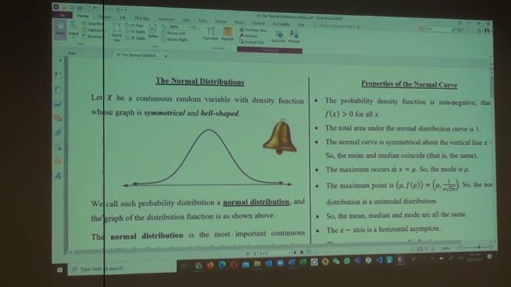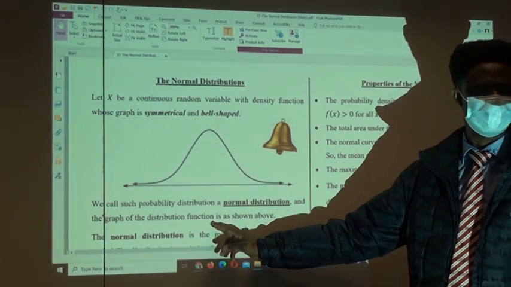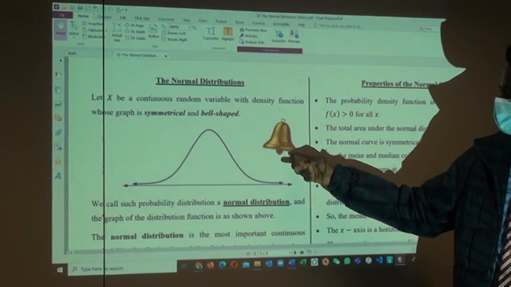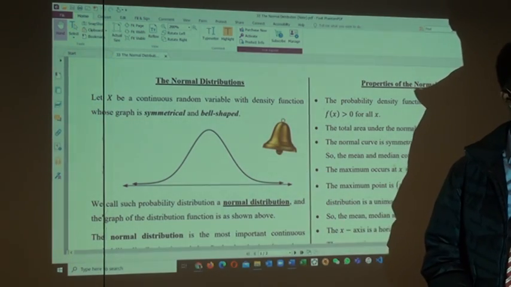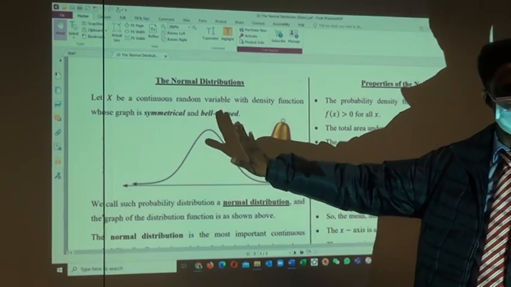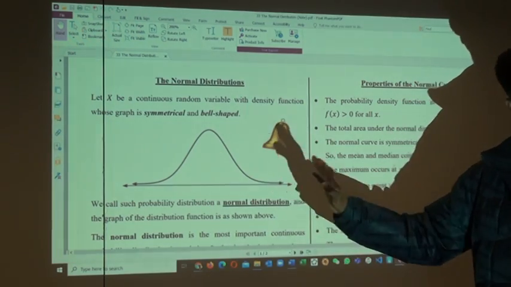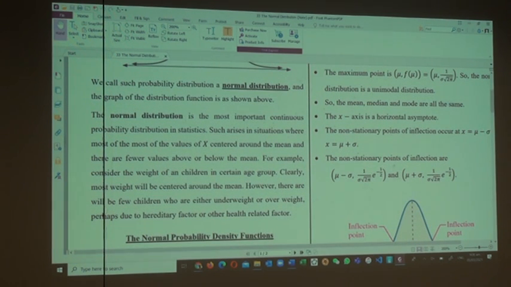Let x be a continuous random variable with density function whose graph looks like this. Two major things. If you want to really justify that this is a normal distribution, it is symmetrical. You know what it means to be symmetrical? Good. And it is bell-shaped, that's why I put a bell here. For every bell you might have seen, it's always symmetrical about that center. So if it is bell-shaped and it is symmetrical, then it is normal distribution. What is at the center will be discussed as we go on. So I said we call this a normal distribution.